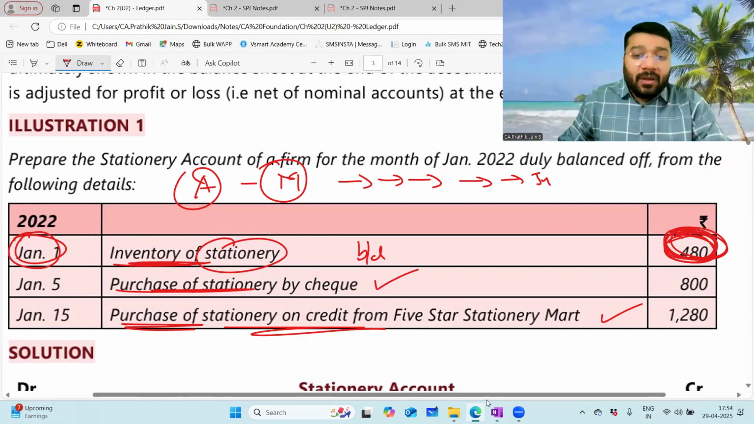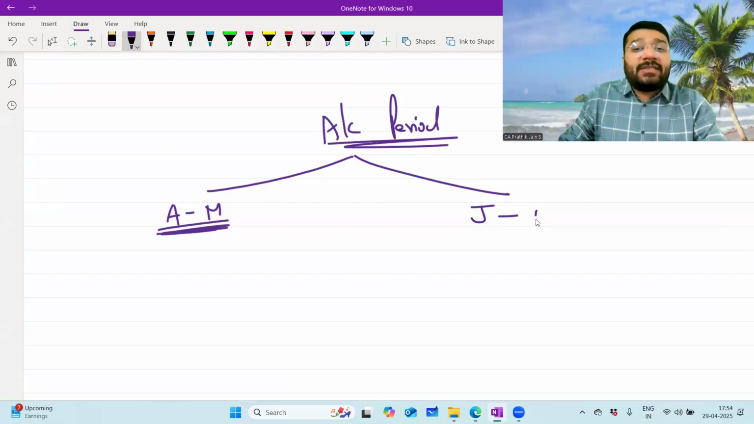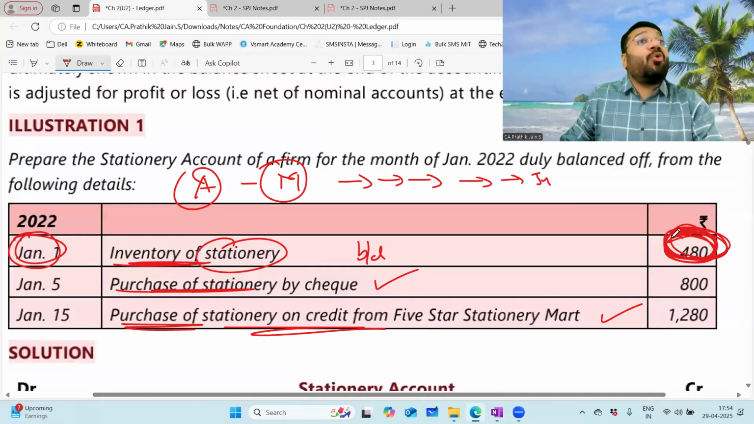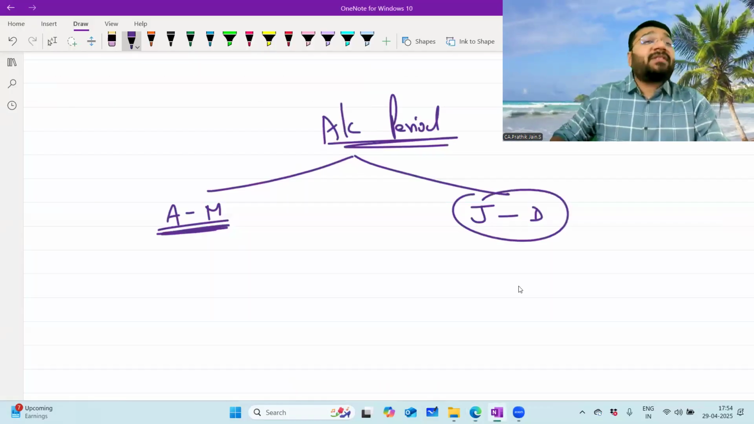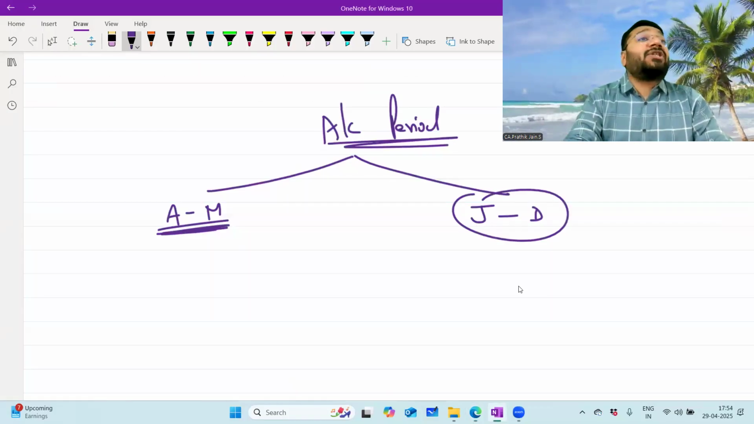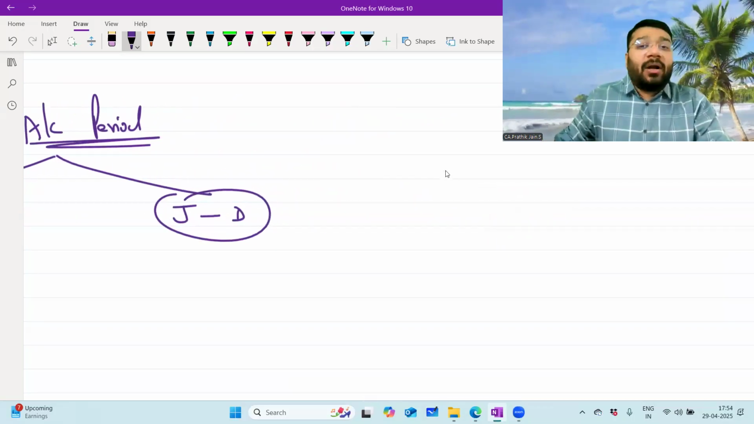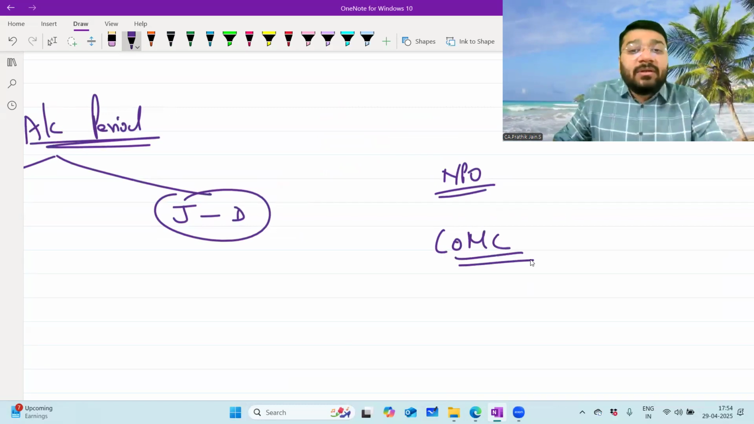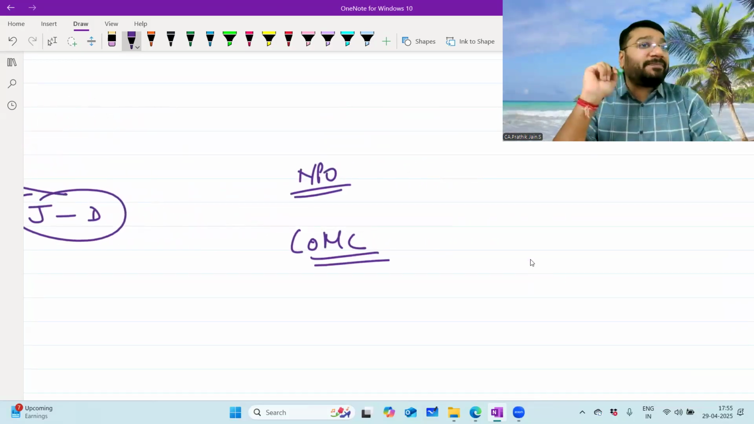Am I clear? On the other hand, if you feel your financial year is Jan to December, then this inventory 480 is the opening balance of asset. Why is this an asset? Because whatever stationery you buy, you do not consume all of it. You will study this in the topic called NPO. In NPO, you studied in 12th standard, matriculation people. We calculate cost of material consumed. CBSE people have studied this before.